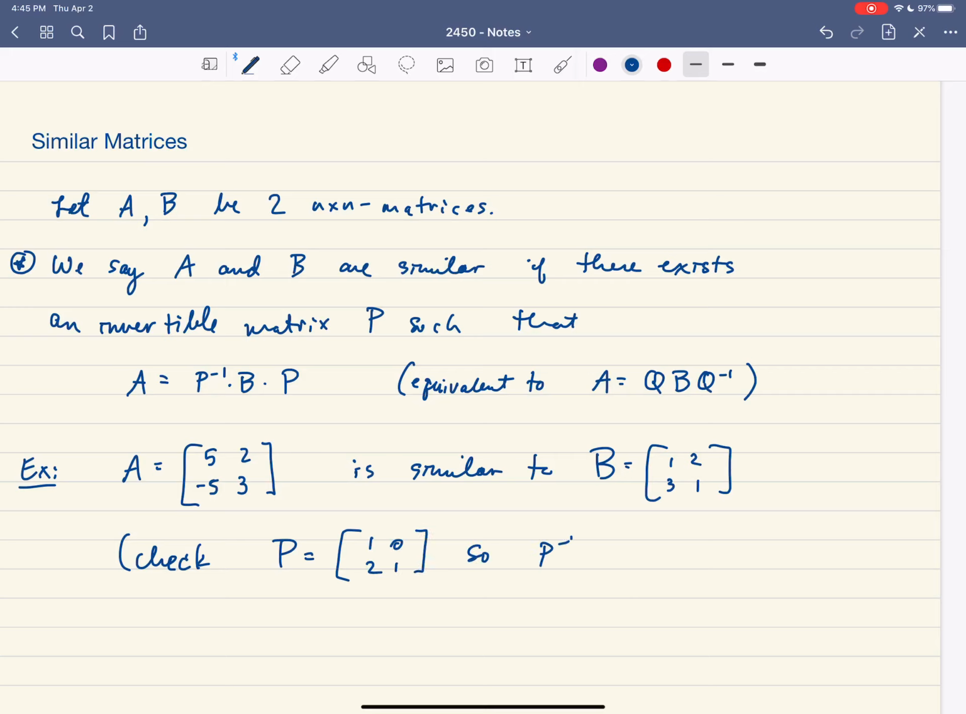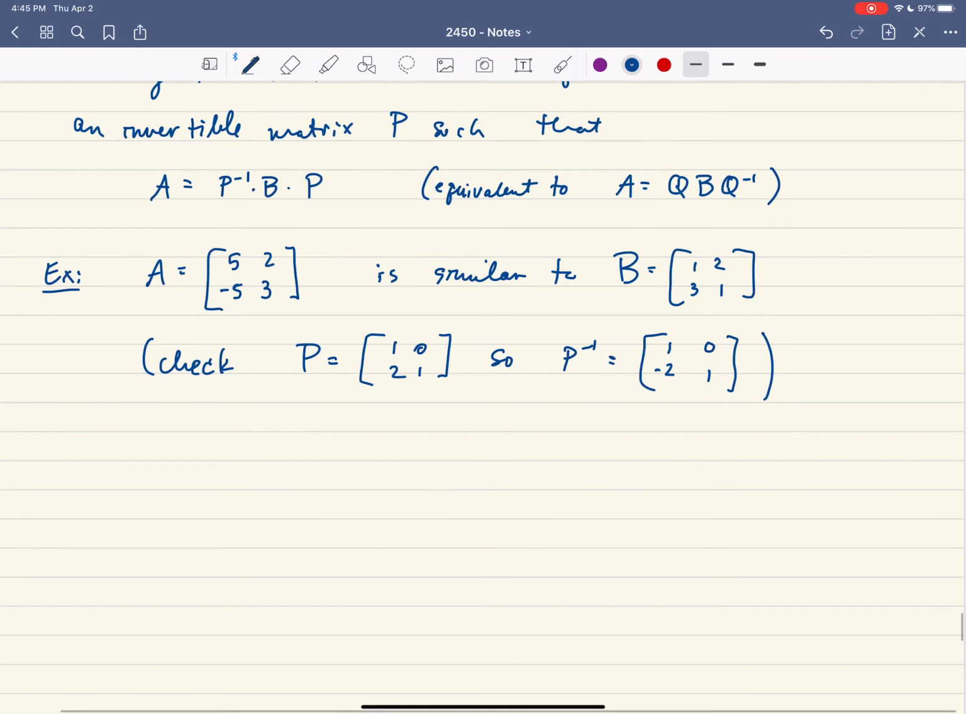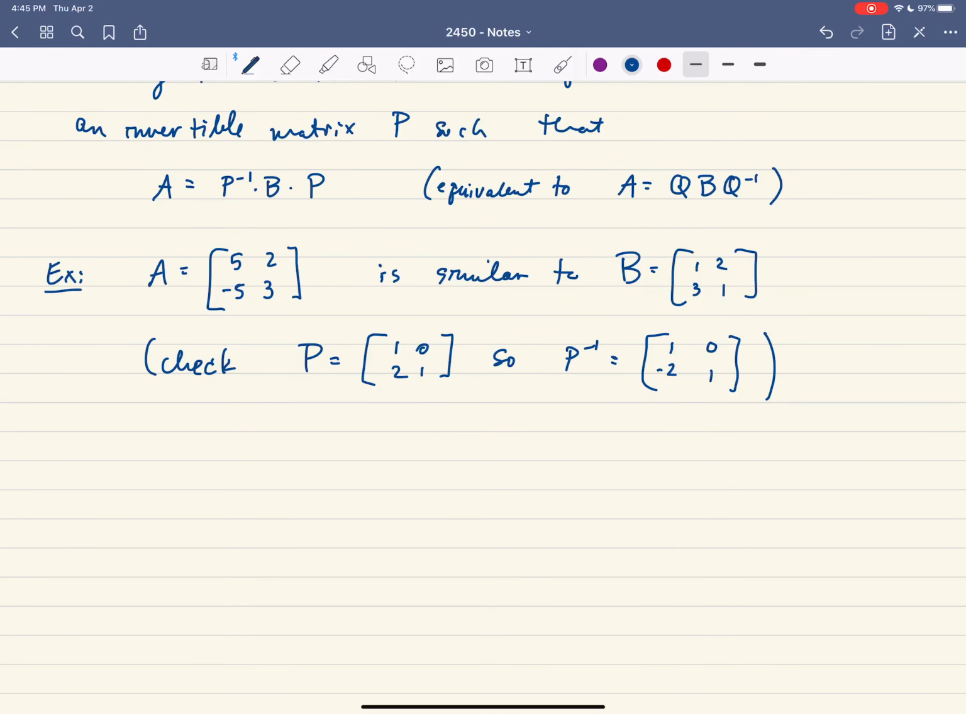So that P inverse is given by, remember, for finding inverses of 2 by 2 matrices, you switch A and D. So those ones switch places, so they still look like ones. And then the off-diagonal values you make negative. So negative 0 is still 0, negative 2 is negative 2. So it turns out that if you check P inverse times B times P, you get A. So they're similar matrices. So A is similar to B, and likewise B is similar to A.